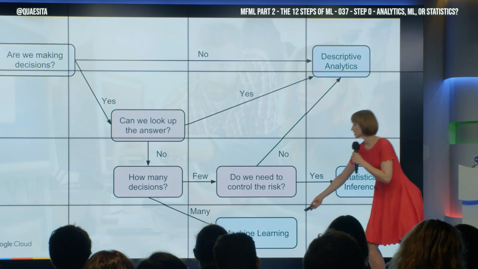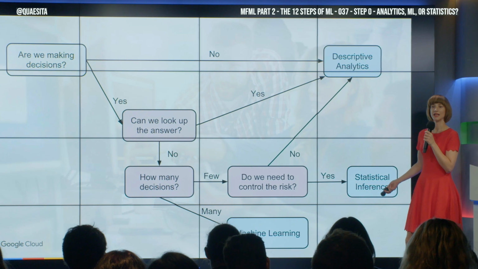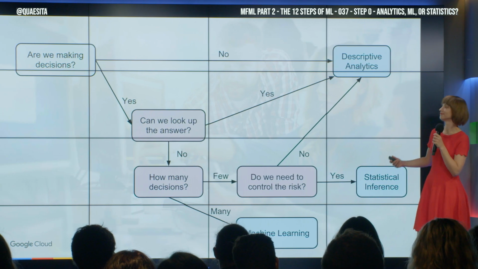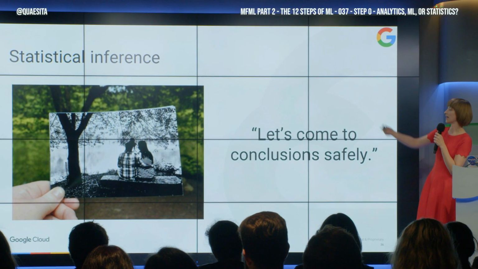So I kind of think of machine learning as make it work, and statistics as now that you think it works, does it? It's about coming to conclusions beyond our data safely.